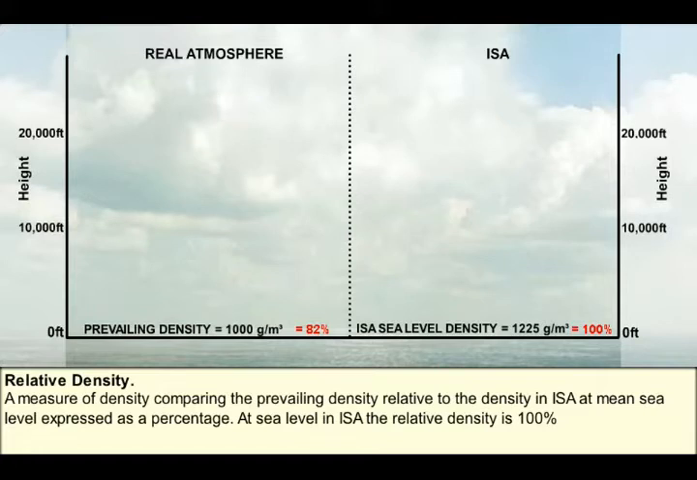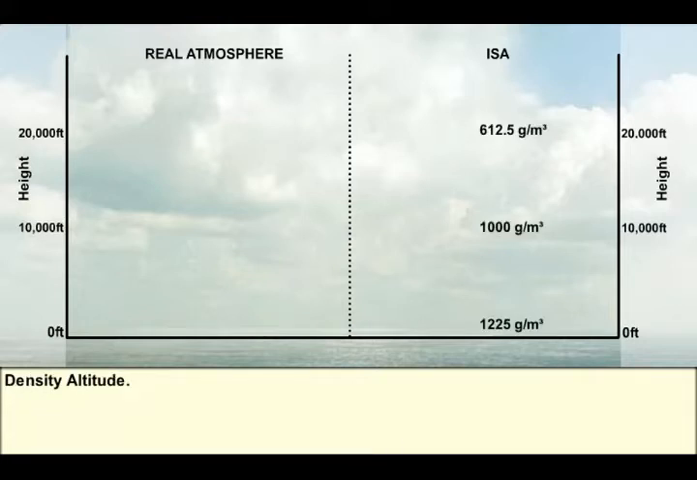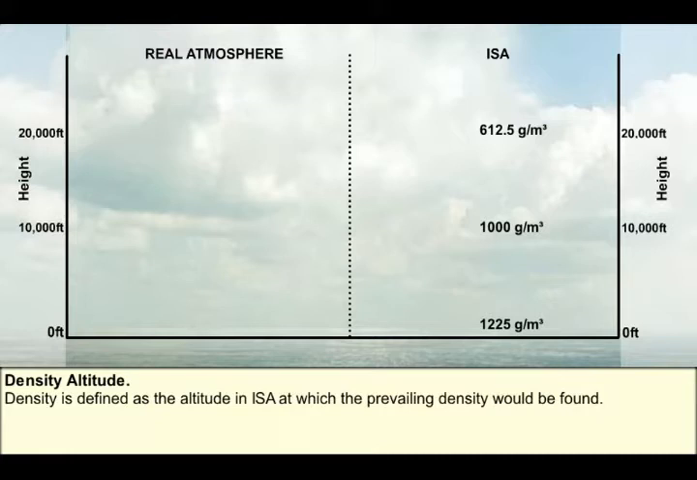We call this expression of density relative density. We are comparing the prevailing density to the density at sea level according to ISA. Another way density can be expressed is by using the term density altitude. This term is seldom understood, but it is essential to understand it, especially when using it to discuss aircraft performance. Density altitude is simply defined as being the altitude in ISA at which the prevailing density would occur.